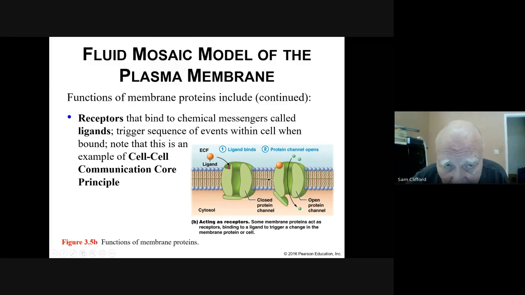When you have a ligand site, that's where a messenger can bind and cause the channel to open. So here's the receptor. A ligand can be a neurotransmitter, a hormone. And when the ligand binds to the receptor site, something happens, like the protein opens its channel, opens gates, and that way material can flow into or out of the cell.